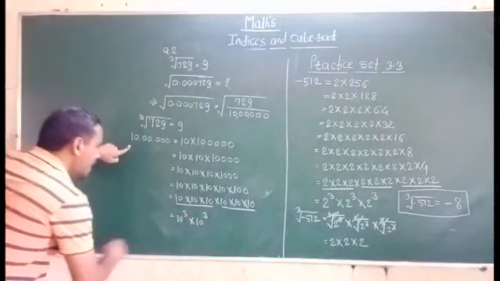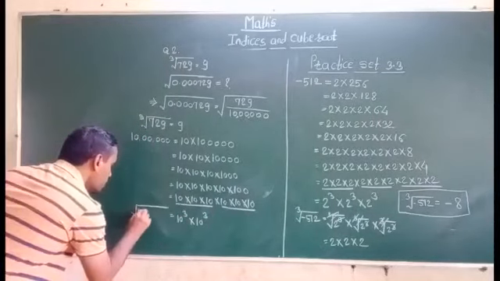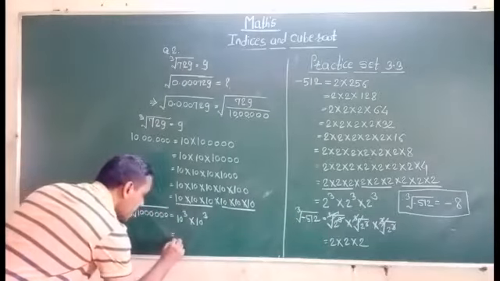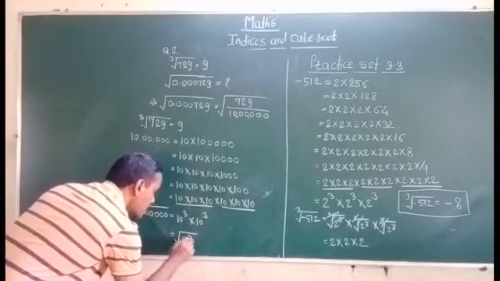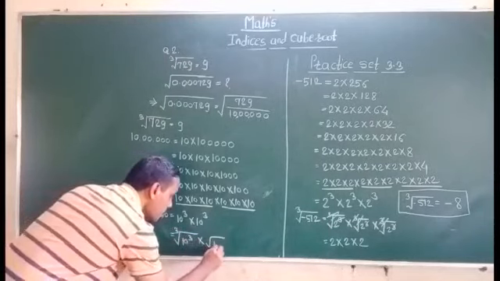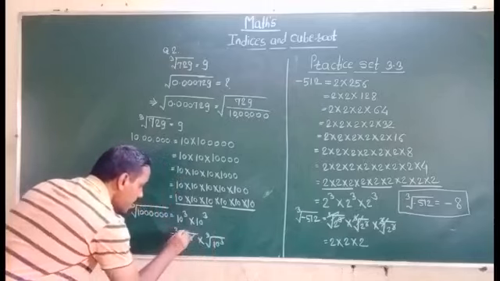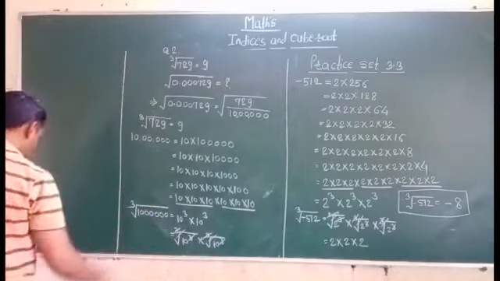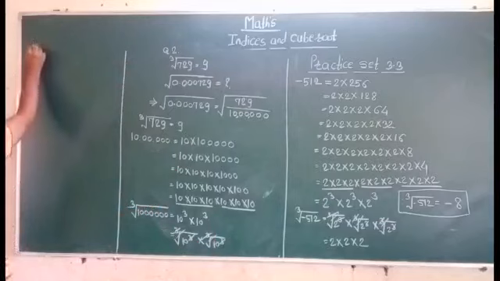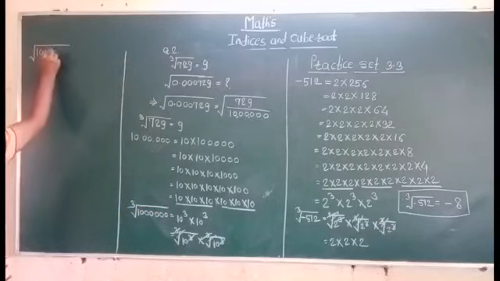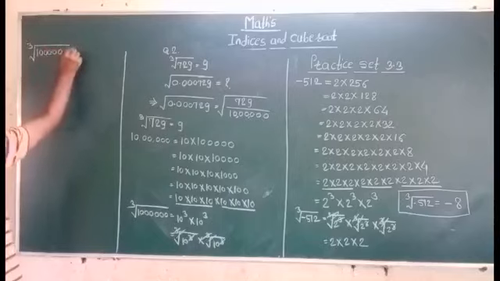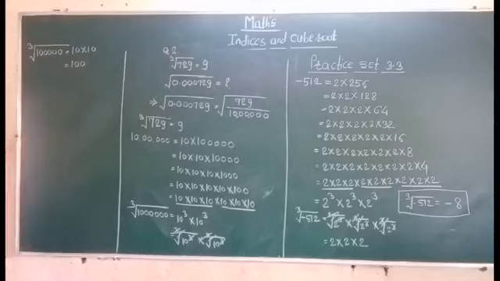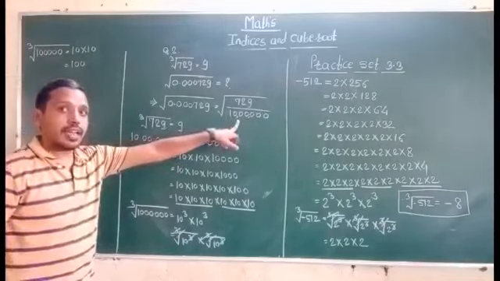the cube root of 10 lakh. The cube root of 10 lakh, we write in the radical sign. So the radical sign gets cancelled. We get the answer 10 into 10. The cube root of 10 lakh is 10 into 10, that means 100. The cube root of 10 lakh is 100.